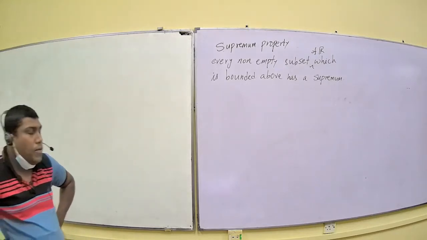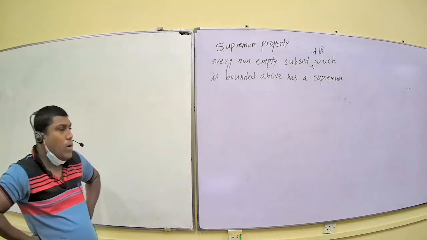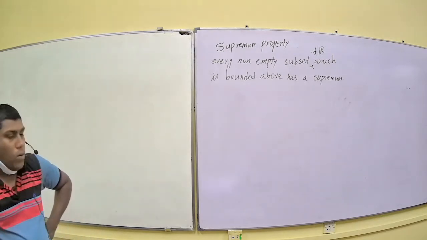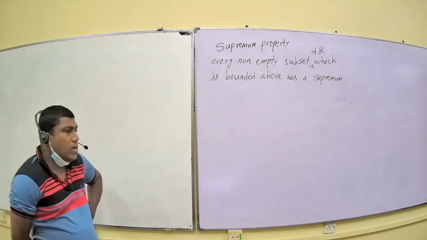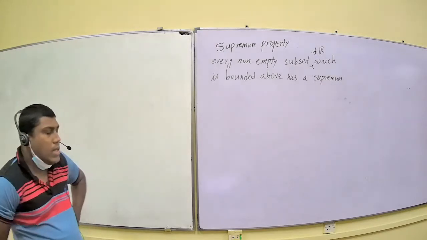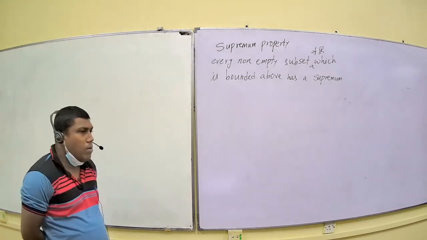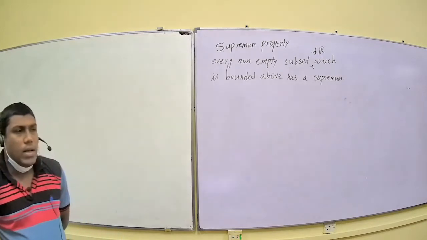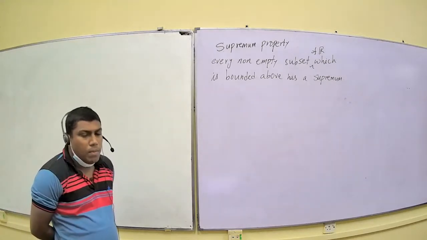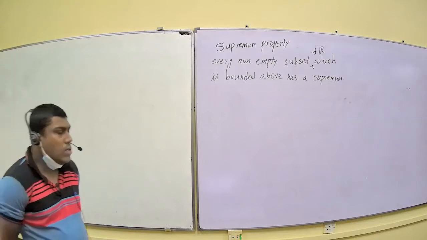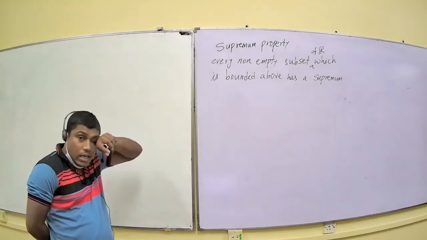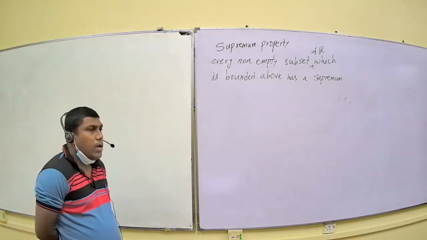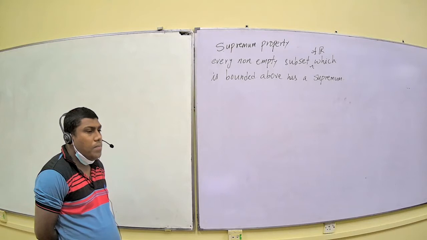Before that, we define what is an upper bound and what is a lower bound, and then we see what we mean by bounded above and bounded below. If the set has an upper bound, then it is bounded above, and if a set has a lower bound, then it is called bounded below. And then the least upper bound is called the supremum, and the greatest lower bound is called the infimum. So we saw all these things last time, and then we wrote down the axiom.